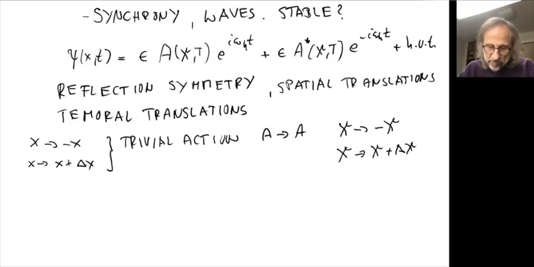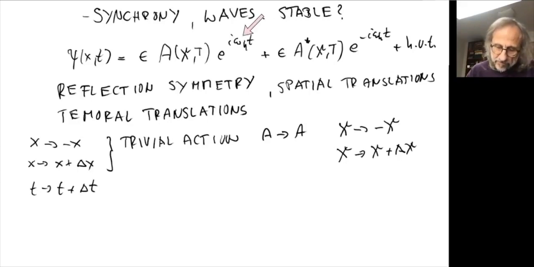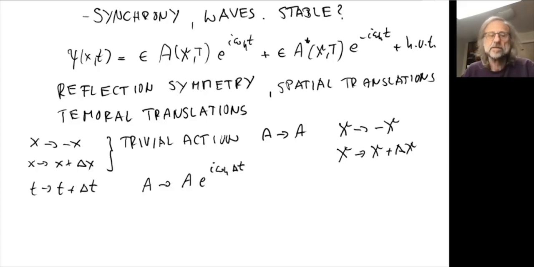And the time translations, of course, like before, they give us a phase factor here. So we have A going to A times e to the i omega_h delta t. And so the equation has to be equivariant under this operation. But that's just like we had when there was no spatial variable. So that's why it's not surprising.